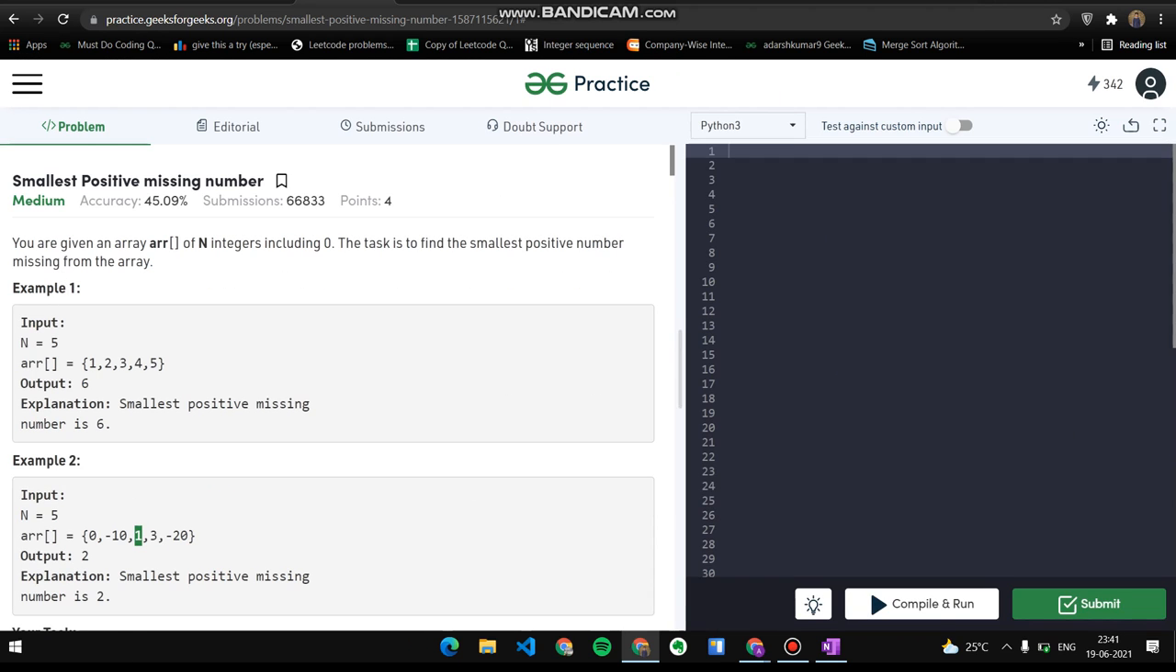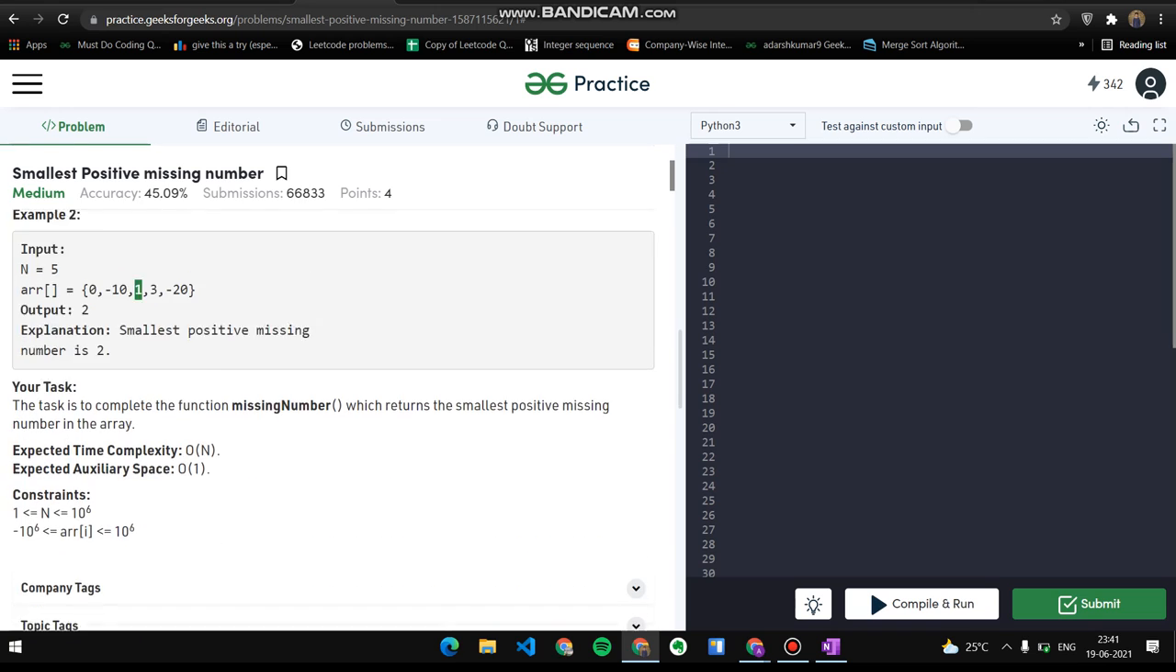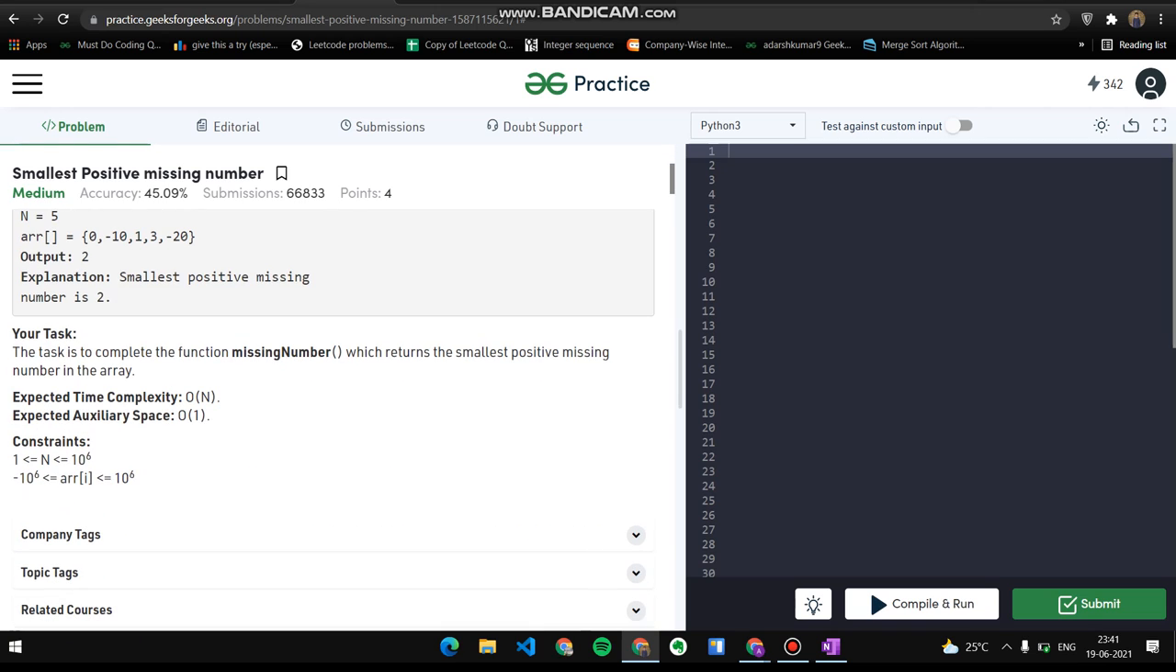Now, first the brute force approach comes to our mind. For every integer we check whether it occurs in the array or not. That will be a pretty bad solution. It will be extremely time consuming. Another solution that can come to mind is that we can sort the array, so it will be n log n time, but we can do it in O(n) time and O(1) auxiliary space.